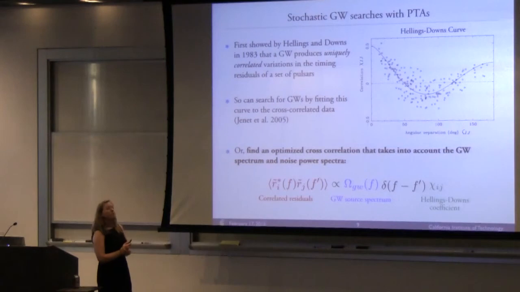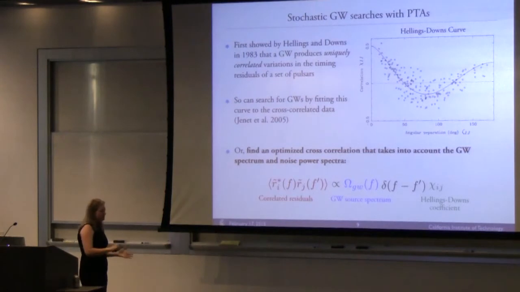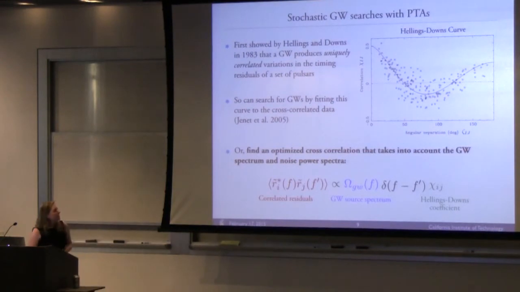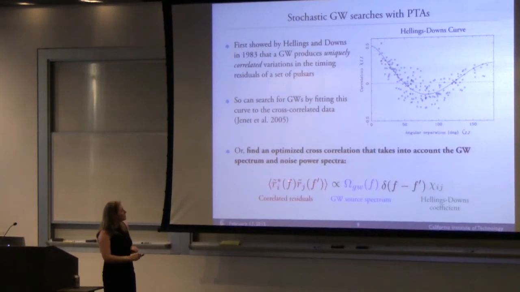One thing that we could do that might be better is to try to find an optimized cross-correlation that takes into account our gravitational wave spectrum and noise power spectrum. And I'm going to try to color code everything to make it a little bit easier here. But this is what we're talking about. So we have some correlated residuals, a source spectrum, and then this thing I'm calling the Hellings and Downs coefficient, which basically just represents this curve.